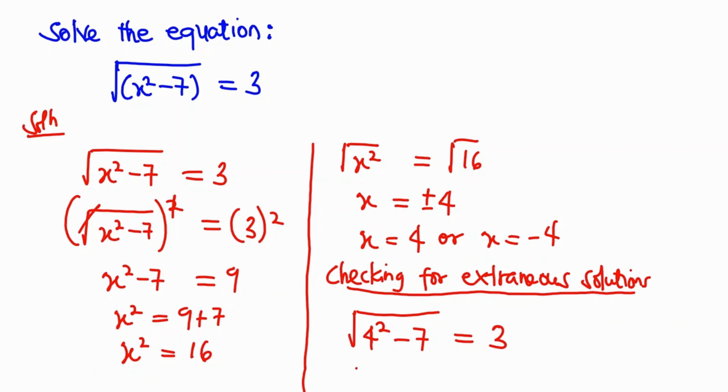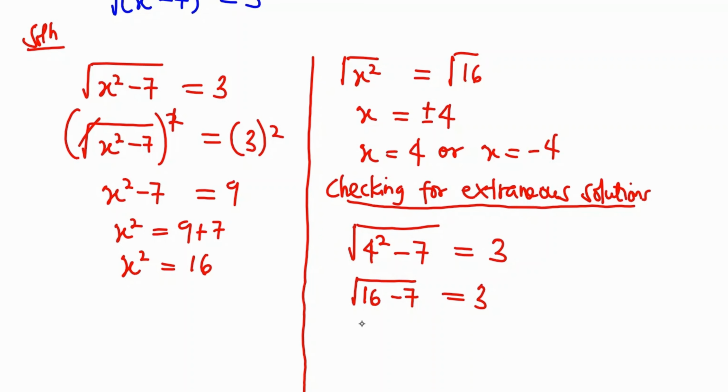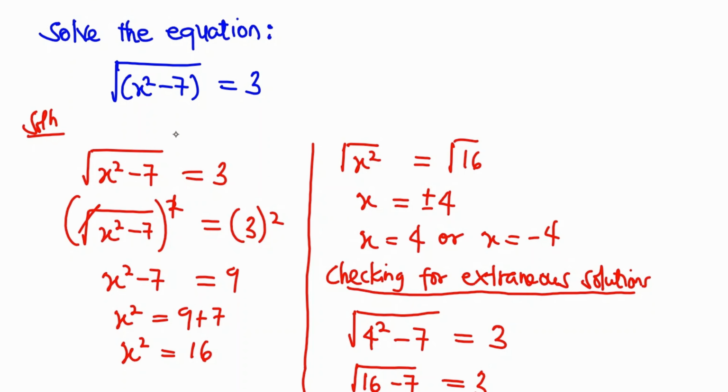So we can see that we have here 4 squared gives us 16, and then we have minus 7. We want to see if indeed we get 3 here. We keep on simplifying, and we can see that 16 minus 7 gives us 9. We want to see if square root of 9 is equal to 3, and indeed square root of 9 gives us 3, which is equal to 3 here. So indeed we can see that x is equal to 4 is not an extraneous solution, but a real or valid answer to the question.